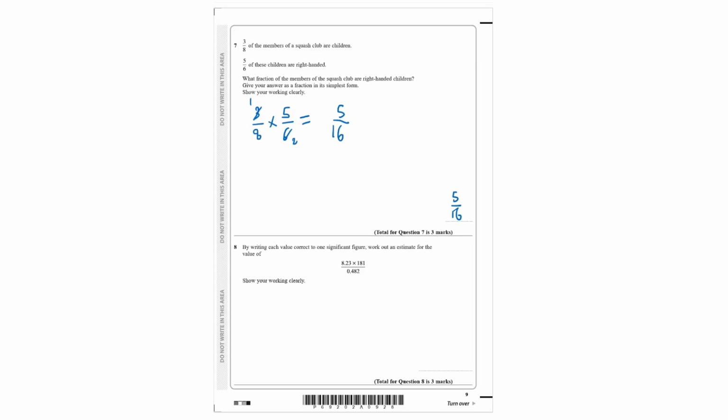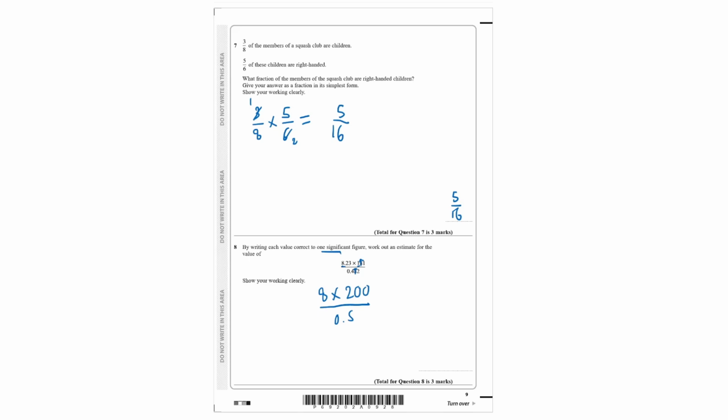Question 8. By writing each value correct to one significant figure, work out an estimate for the value of 8.23 times 181 divided by 0.482. Show your working clearly. So we can see that 8.23 can just be written as 8. And 181 to one significant figure means we round up to 200. And again here, since 8 is here, we can round this up to 0.5.